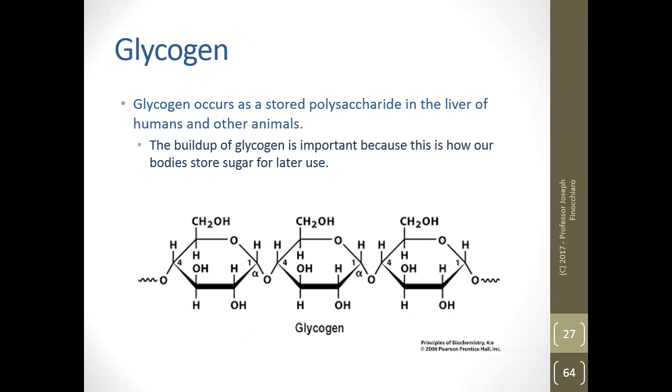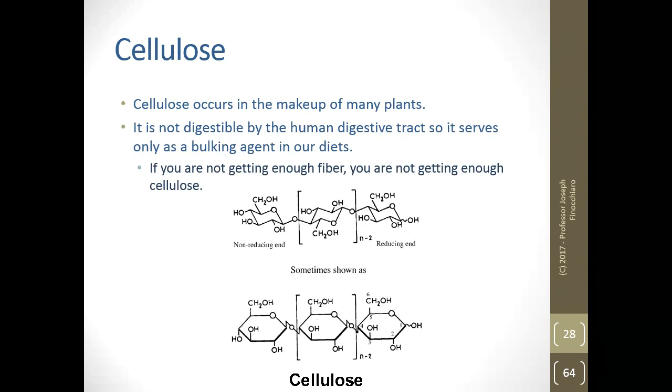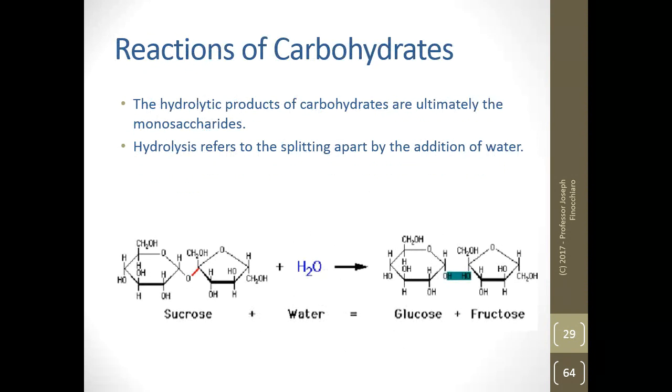Glycogen occurs as a stored polysaccharide in the liver of humans and other animals. The buildup of glycogen is important because this is how our bodies store sugar for later use. Cellulose occurs in the makeup of many plants. It is not digestible by the human digestive tract, so it serves only as a bulking agent in our diets. If you're not getting enough fiber, you are not getting enough cellulose.